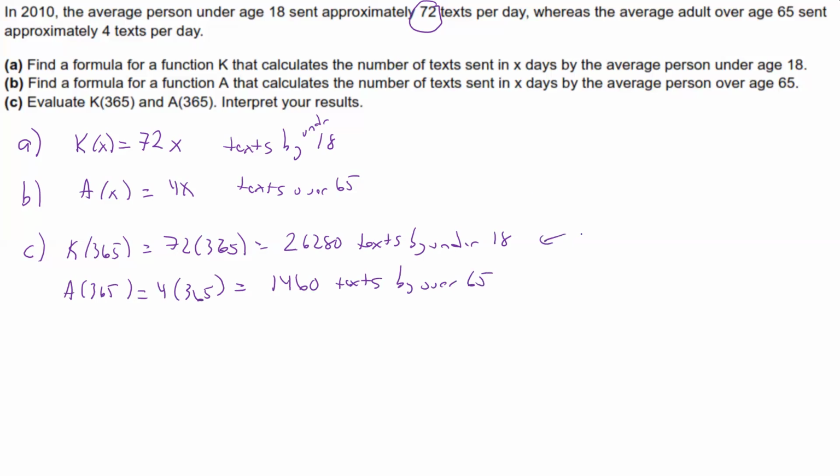So basically what we can say is this group texted a lot more than the over 65 group. Okay. So, 26,000 versus just almost 1,500. So a lot bigger, a lot more texts for those who are under 18.